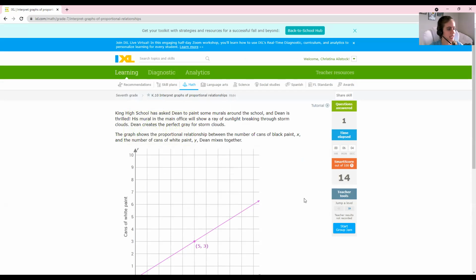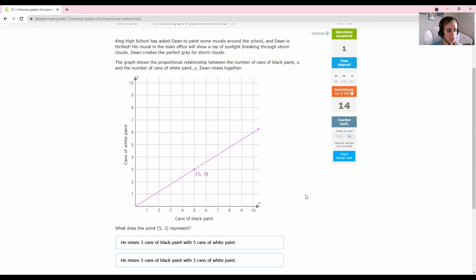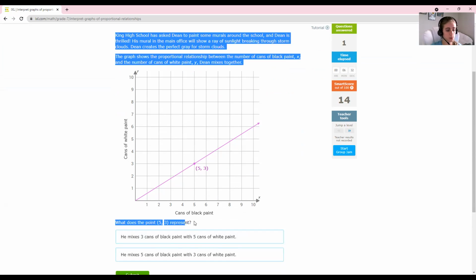All right, here's our next one. King High School has asked Dean to paint some murals around the school, and Dean is thrilled. His mural in the main office will show a ray of sunlight breaking through the storm clouds. Dean creates the perfect gray for storm clouds. The graph shows the proportional relationship between the number of cans of black paint X and the number of cans of white paint Y that Dean mixes together. And we want to know, what does the point (5, 3) represent?